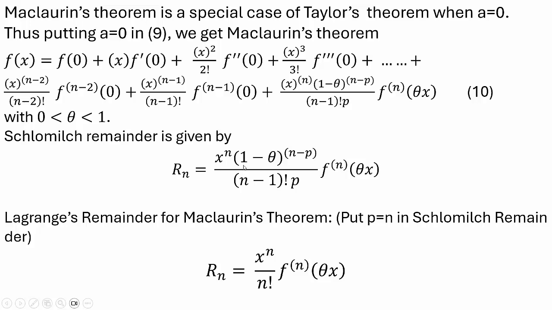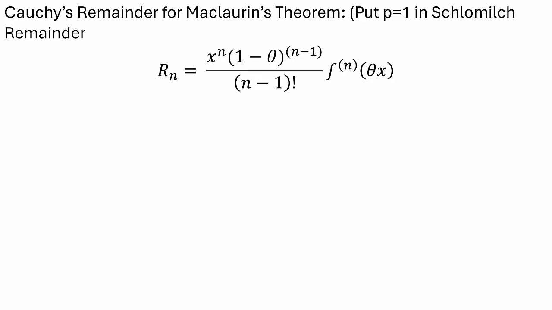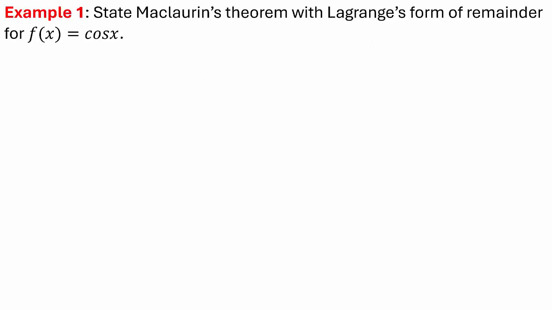That's why the Lagrange remainder in Maclaurin's theorem is x raised to n by n factorial into f^n(theta x). For Cauchy's remainder for Maclaurin's theorem, we shall put p equal to 1 in Schlömilch's remainder: Rn equal to x raised to n into (1 minus theta) raised to n minus 1 divided by (n minus 1) factorial into f^n(theta x). Now we shall solve some problems by using Taylor's and Maclaurin's theorem.